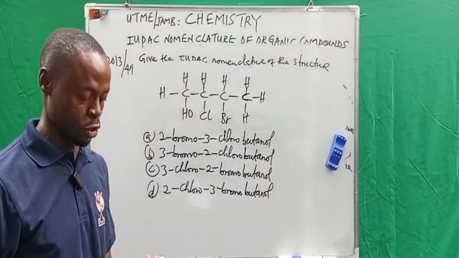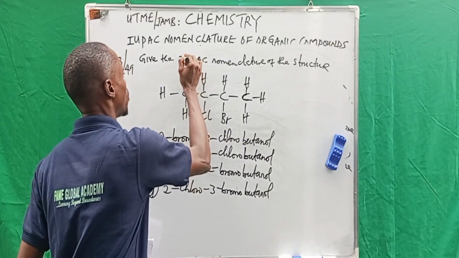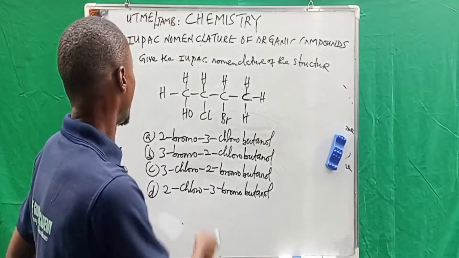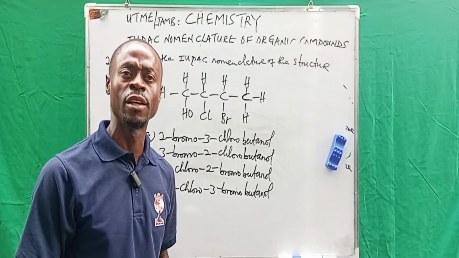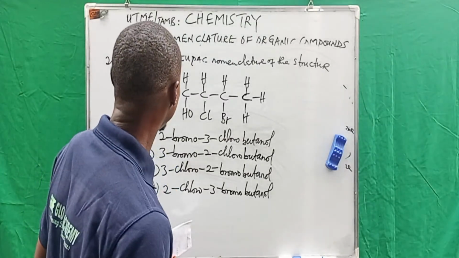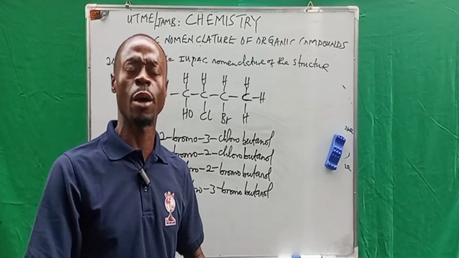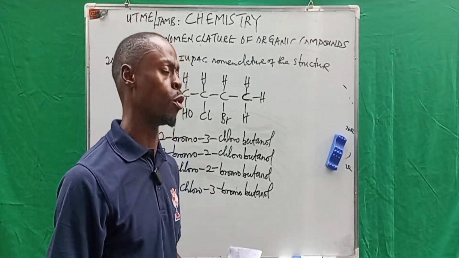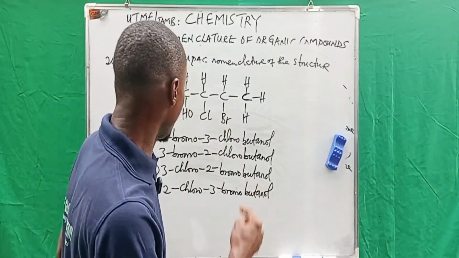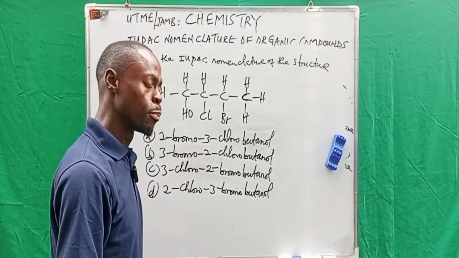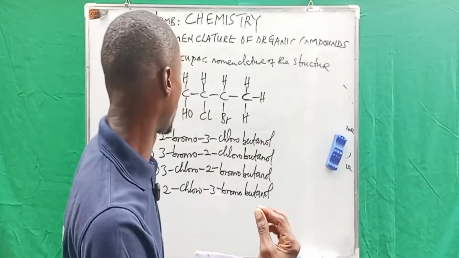All right, let's look at this structure. The question says, give the IUPAC nomenclature of the structure. As we have it on the board, the first rule I just stated is to try as much as possible to locate the longest carbon containing chain in the structure, which is the root carbon that will bear the parent name of a particular homologous family. Secondly, identify the functional group in the structure. Then proceed again to identify the branch in the structure. Is it an organic branch or an inorganic branch?